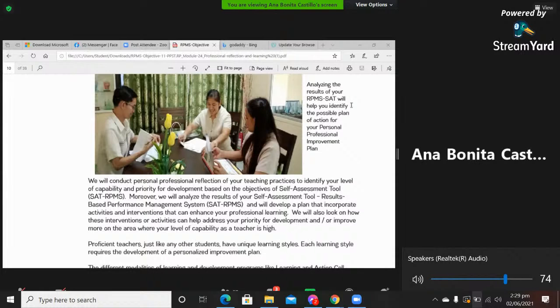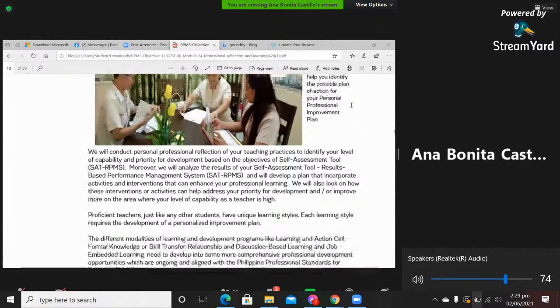Proficient teachers, just like any other students, have unique learning styles. Each learning style requires the development of a personalized improvement plan.